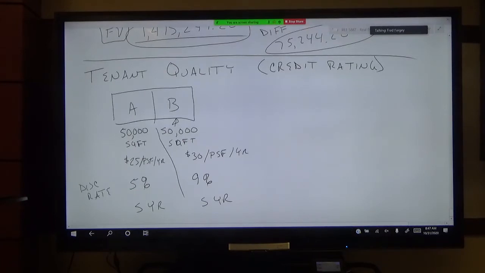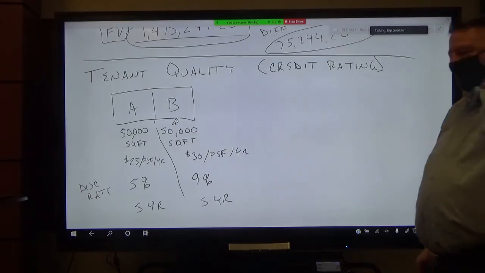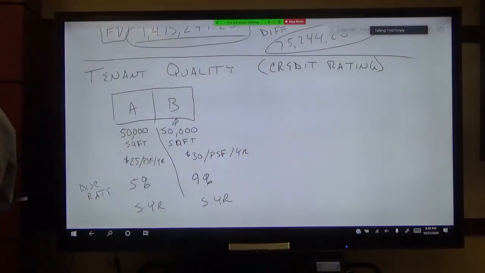So it's kind of like, from the lender's perspective and from the developer's perspective, you're saying, yeah, we're going to get more money from tenant B, but we're not so certain we're going to get all that money, so we're going to discount it that much more. Okay? Does that make sense? Yes, to everybody out in Zoom land? Yes? I was just wondering what the scenario was. Yep. Okay.